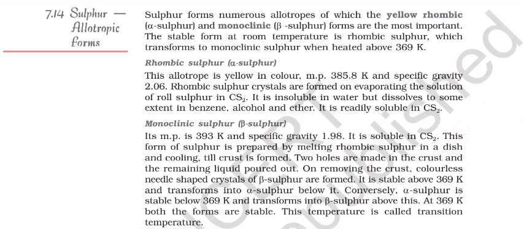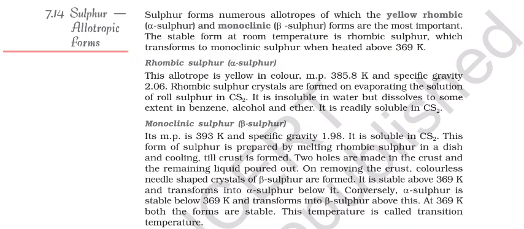Sulfur allotropic forms. Sulfur forms numerous allotropes, of which the yellow rhombic alpha sulfur and monoclinic beta sulfur forms are the most important. The stable form at room temperature is rhombic sulfur, which transforms to monoclinic sulfur when heated above 369 Kelvin. Rhombic sulfur, alpha sulfur.